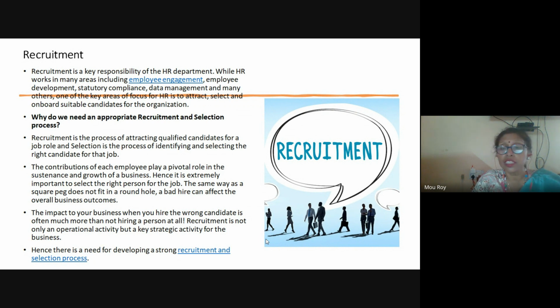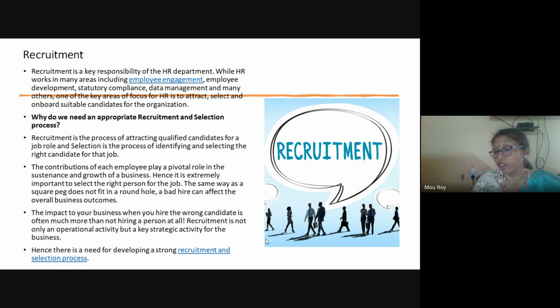See, the first thing is selection. Many organizations, I'm talking not about government organizations but about private organizations, you will find the staff working for a very long period of time, maybe 10 years, 20 years, because they are satisfied.